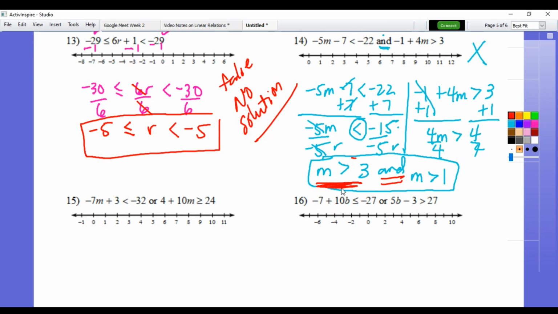If I graph this one, m greater than 3, the 3 is right here. Open, go to the right. That's the red one. If I go with the green one, m greater than 1, the 1 is right here. It's graphing to the right also. Did the green and red intersect? Yes. When you say "and", you find where they intersect, where they meet. So they met over here, so the graph answer is right here.